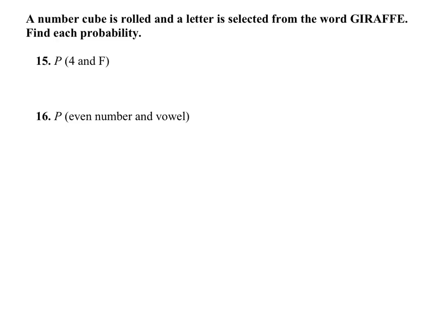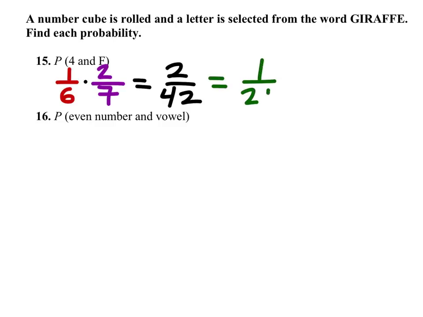A number cube is rolled and a letter is selected from the word giraffe. Find each probability. So 15. The probability of 4 and F. So the probability of 4 on the number cube is 1 out of 6. And the probability of getting an F in that word would be 2 F's out of 7. So to solve this, we'll just multiply these. 1 times 2 is 2. 6 times 7 is 42. And then we could simplify this into 1/21. We just divided the 2 and the 42 by 2.